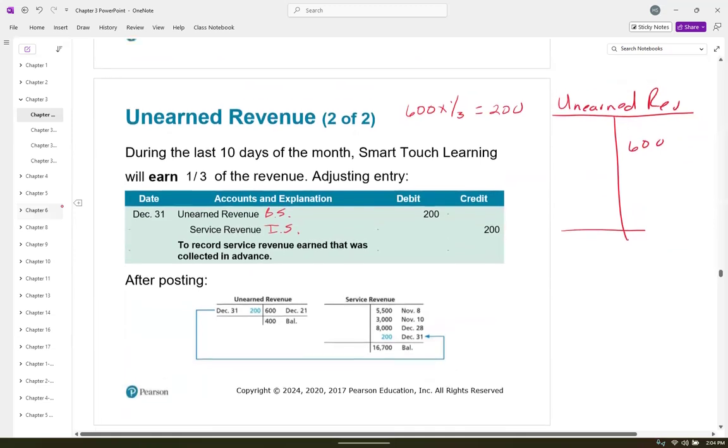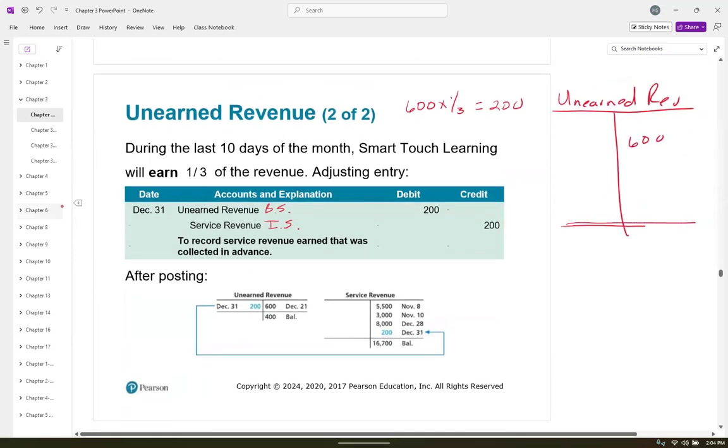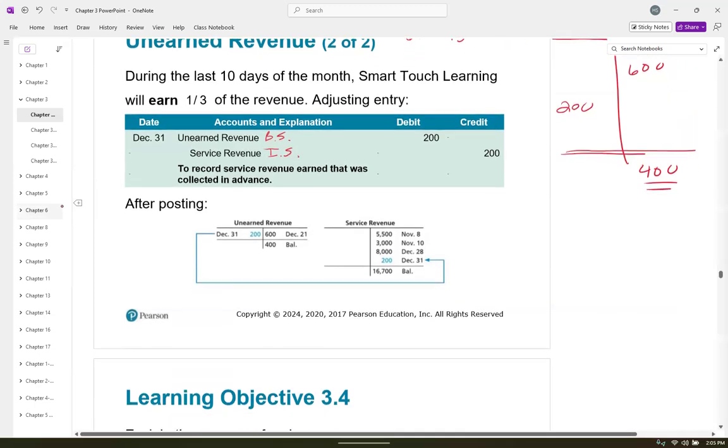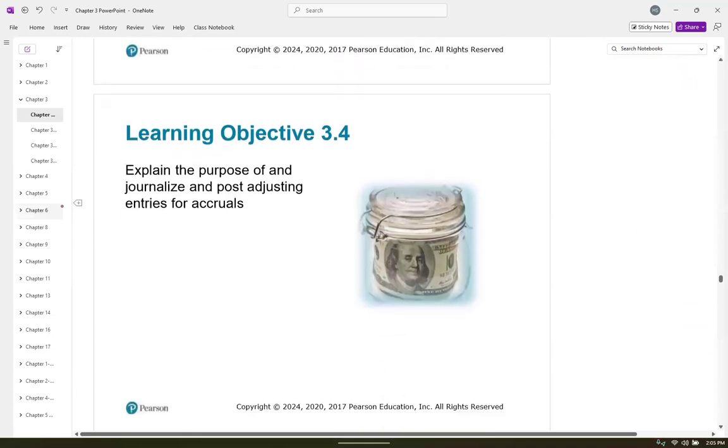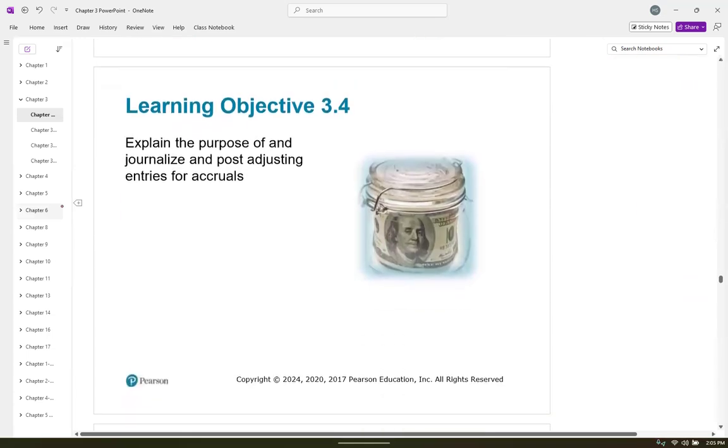So we come down there, we're going to credit that account, I'm sorry, debit that account, and we will end up with a balance of $400, which fits, right? Because we still owe that customer $400, or two-thirds of that. So that liability will be on our financial statements as we close out the books for the year end. And that is all. We will pick up on the next learning objective, 3.4.